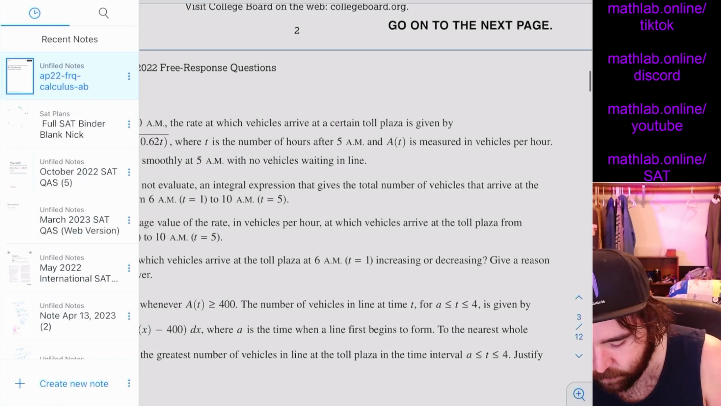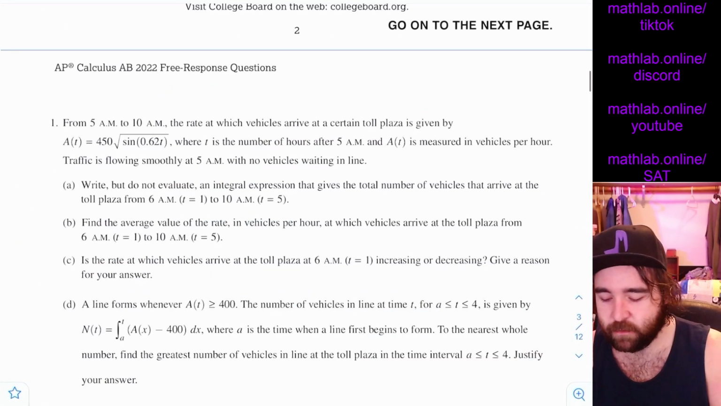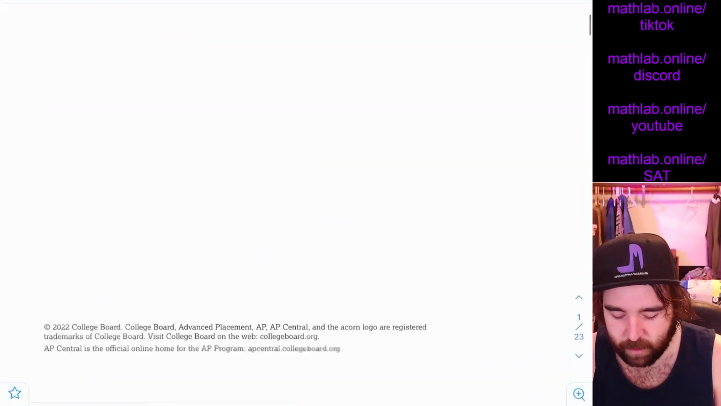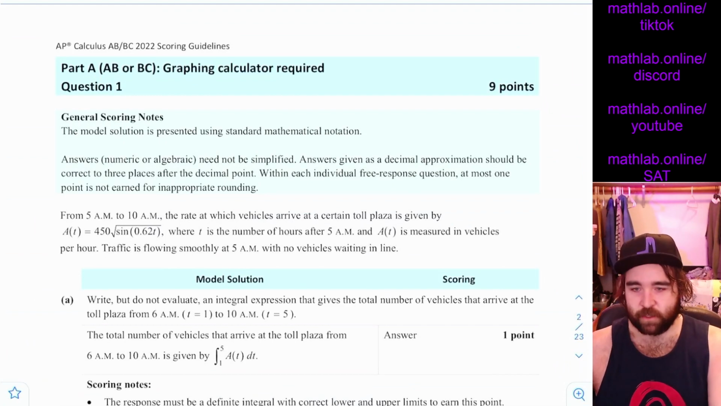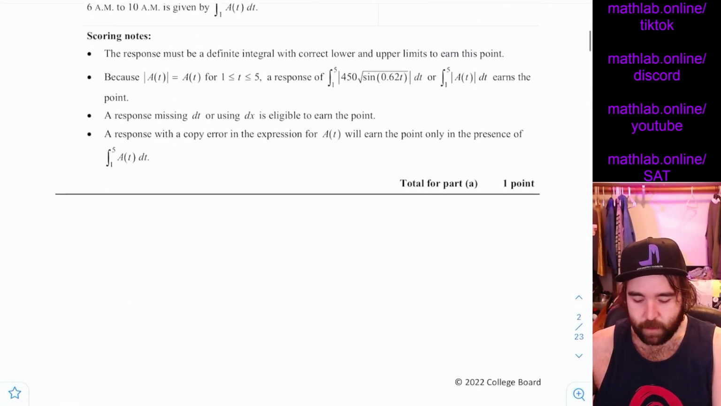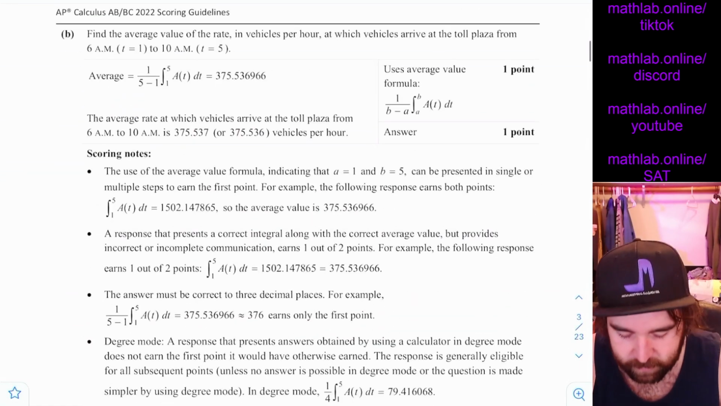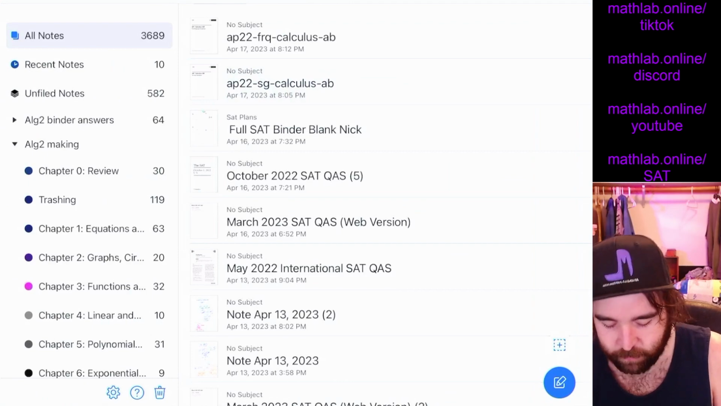And here's the thing about doing free response questions. If you're going to do free response questions, you have to check your answers. So those are our questions, and we got the scoring guidelines right here. We also have to make sure not only that we got the answer correct, but that we got all the points and included all the work that we needed to show. So that's what we're going to do.